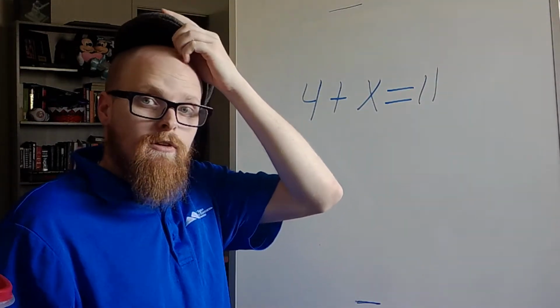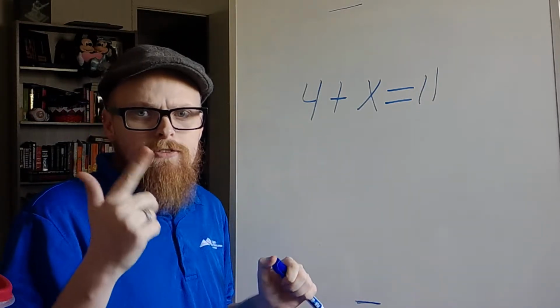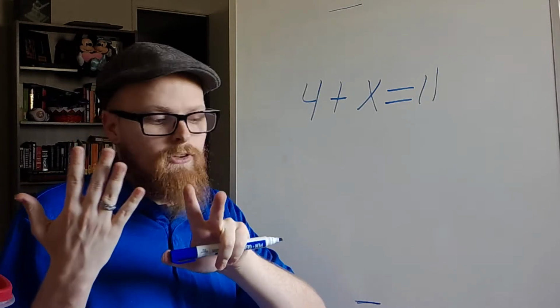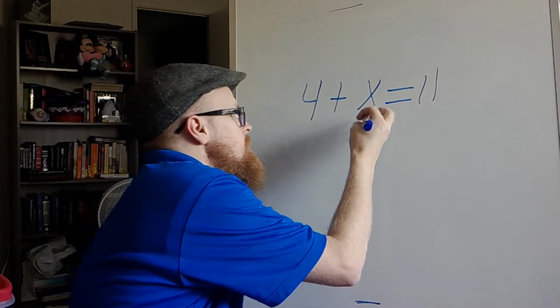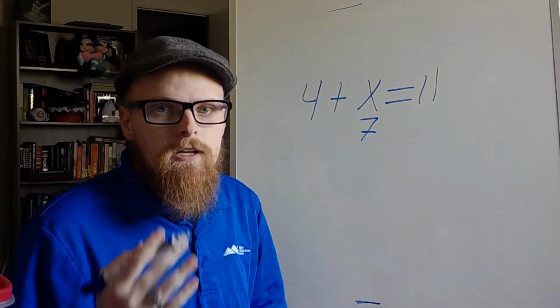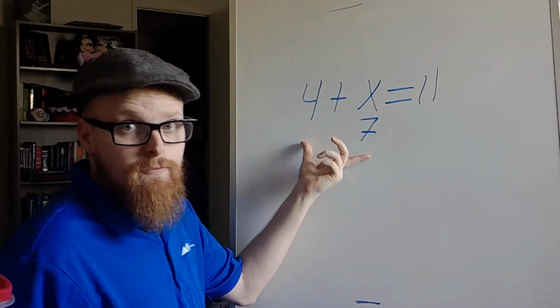Most of you are probably able to look at this and say, okay, if I count up from 4: 5, 6, 7, 8, 9, 10, 11. So it should be 7. 4 plus 7, right? Some of you may even be able to look at that and go, oh, it's 7. Which is good. That is one way to do this.